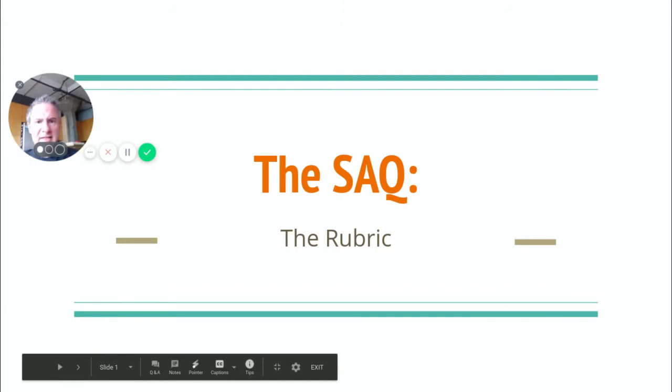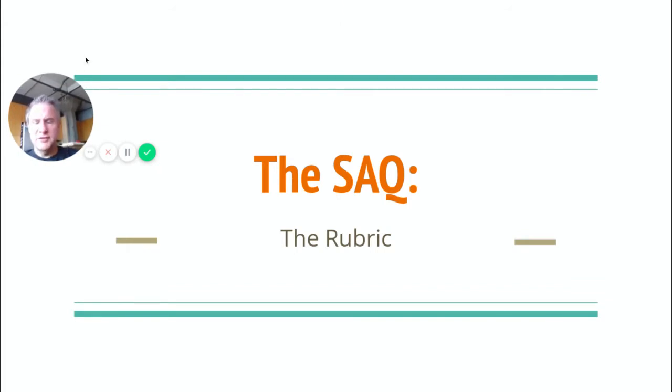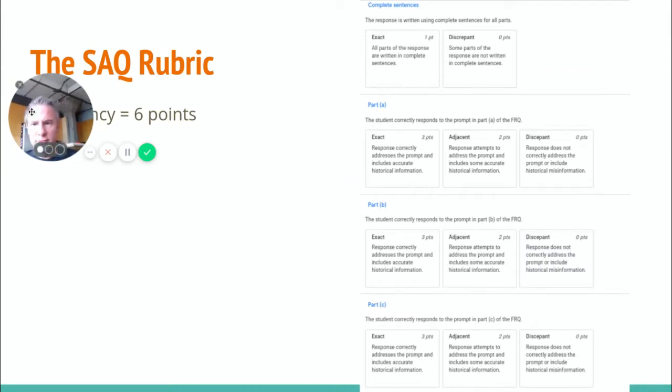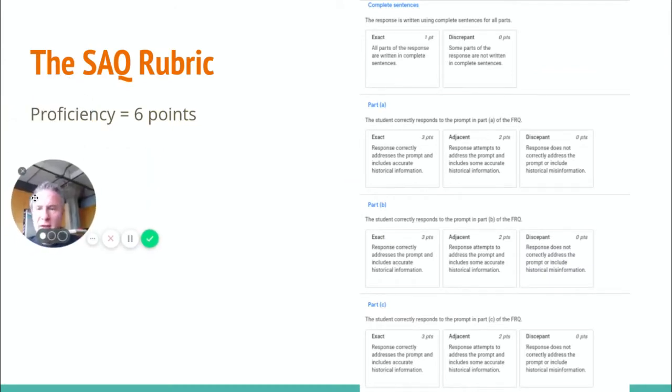Hey everyone, we're going to take a look at the rubric that we use to score short answer questions. Of all of our rubrics, this one is going to be the shortest. Keep in mind, as always, proficiency is 6 points out of 10.